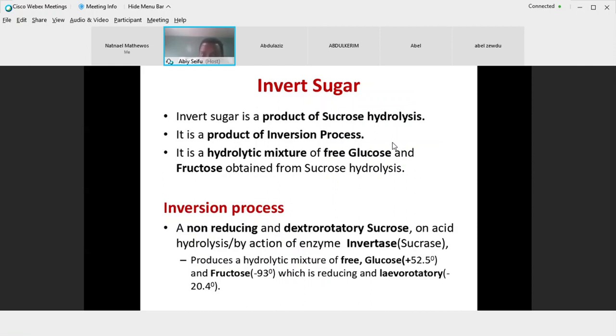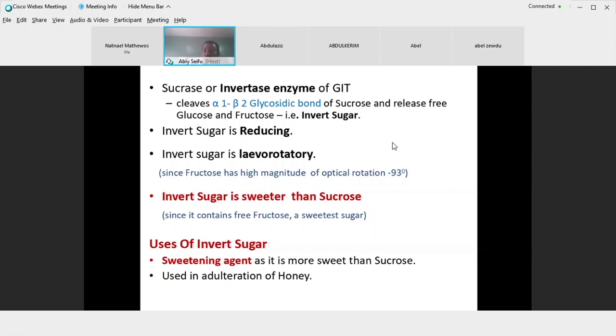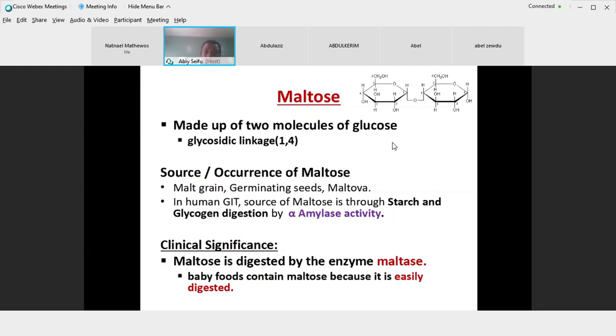At the same time, after hydrolysis, sucrose is changed into glucose and fructose, and as you know, fructose is the sweetest of all monosaccharides. Invert sugar is sweeter than sucrose. Therefore, we can find this invert sugar in cakes and so on. Therefore, invert sugar can act as a sweetening agent. The other is maltose. Maltose is made from two glucose molecules, and the linkage is alpha 1 4 linkage.